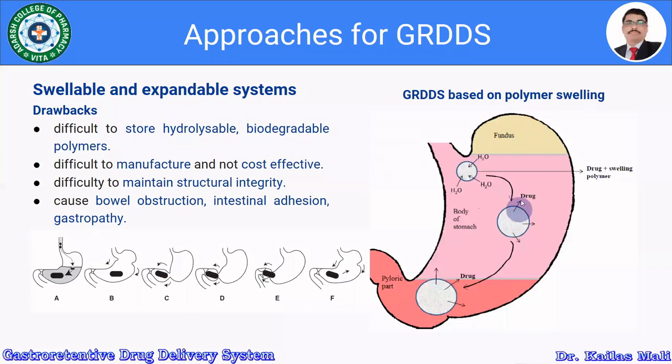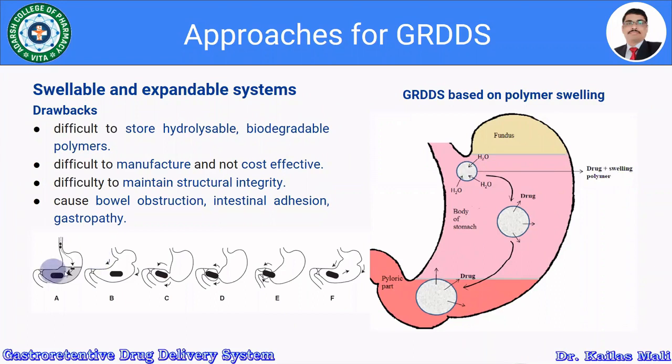Simultaneously, the drug is going to be released. The polymer is going to swell, isn't it? The polymer is going to swell. And due to swelling, the size of the formulation is going to change, and that is responsible for retention of the formulation in the stomach. So the formulation contains the drug and the swellable hydrophilic polymer.